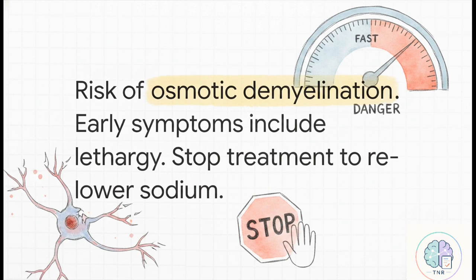Because pushing sodium too fast can trigger osmotic demyelination, also known as central pontine myelinolysis. It is devastating. You'll often see it signaled early by lethargy and affective changes, meaning sudden shifts in mood or behavior, usually right after you thought the patient was improving. If you spot these signs, stop the treatment immediately. You actually need to modestly re-lower the serum sodium using something like DDAVP to reverse the damage.